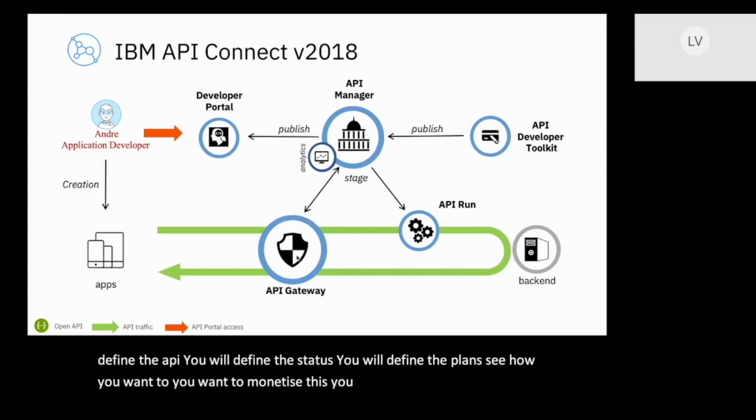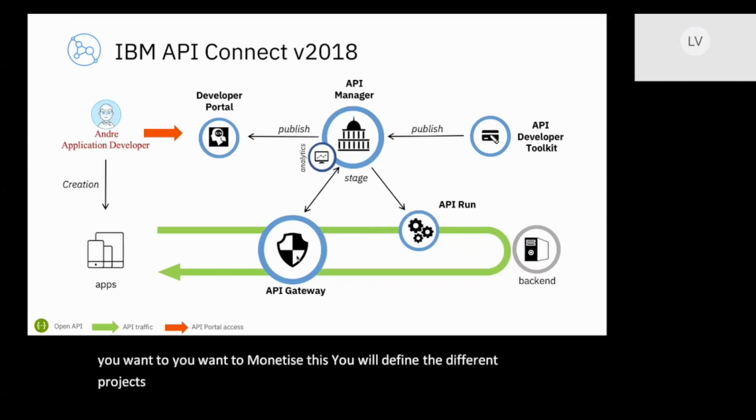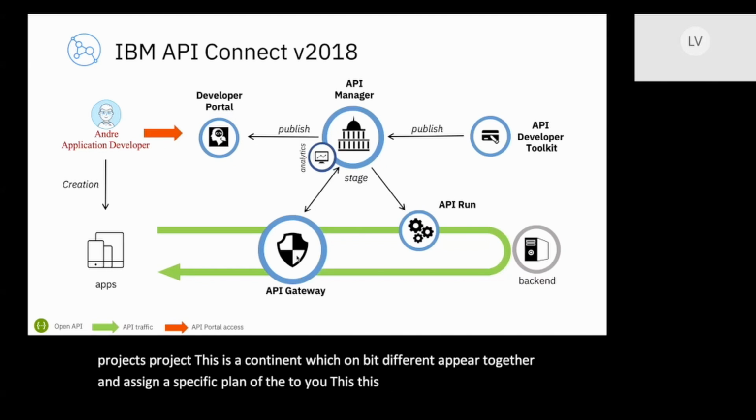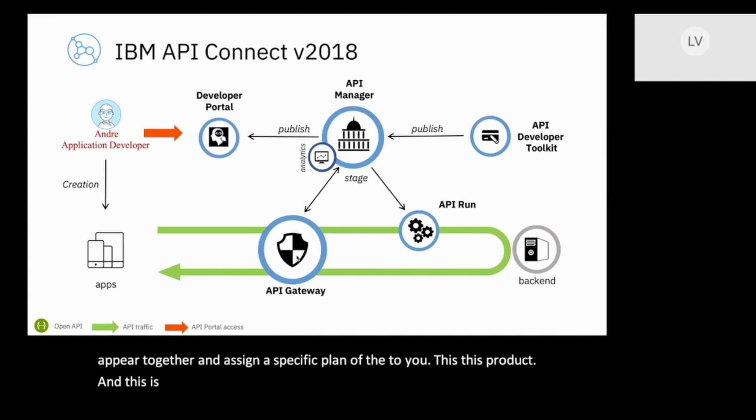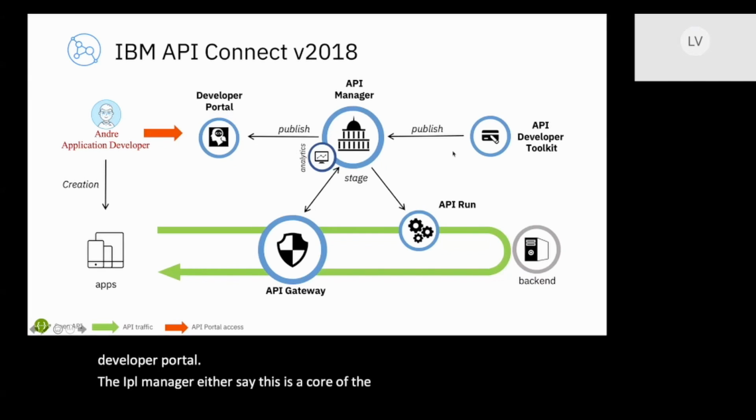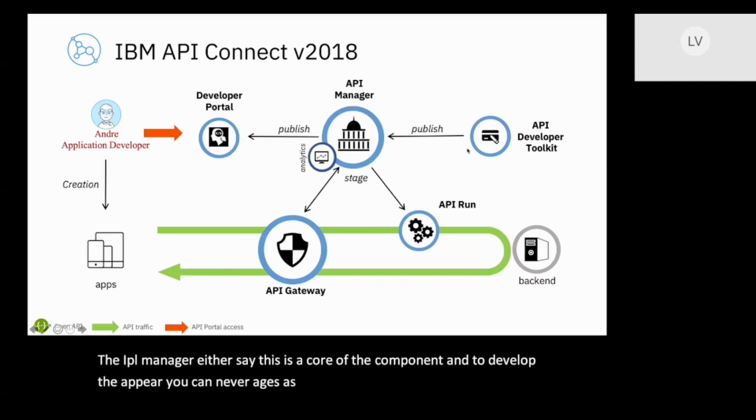A product is a container which embeds different APIs together and assigns a specific plan to use this product. And this product will be visible and published to the developer portal. The API Manager, as I say, is the core of the component, and to develop the API, you can leverage as well what we call the API Developer Toolkit.